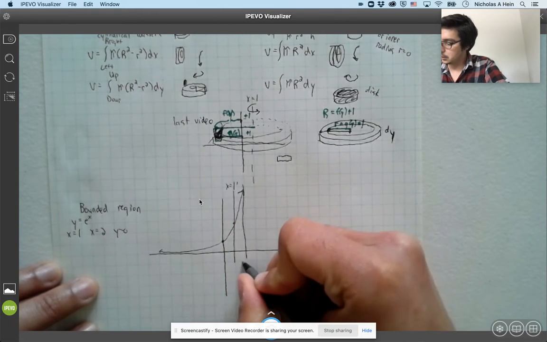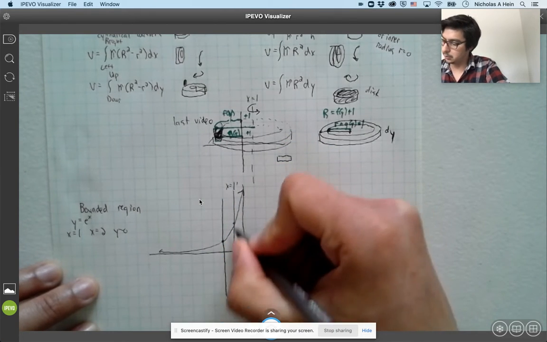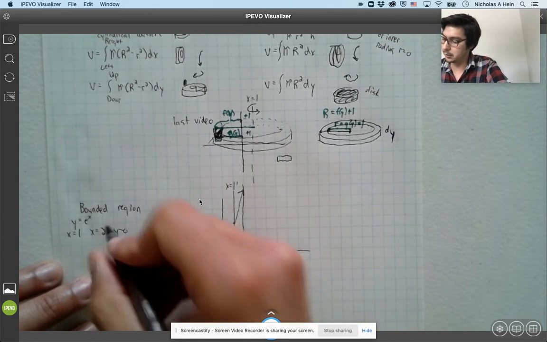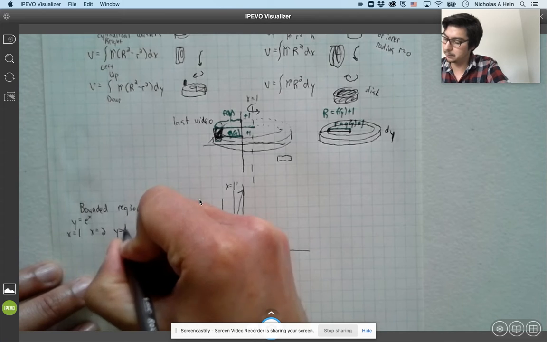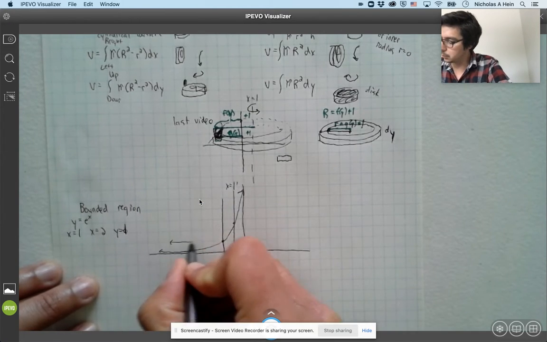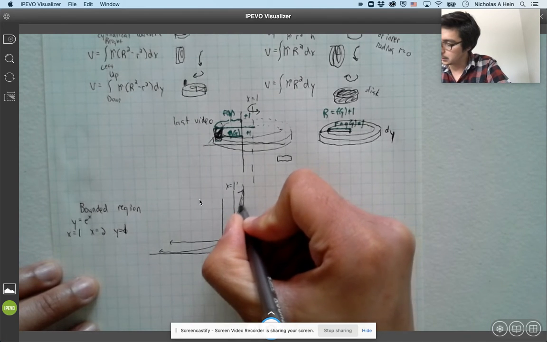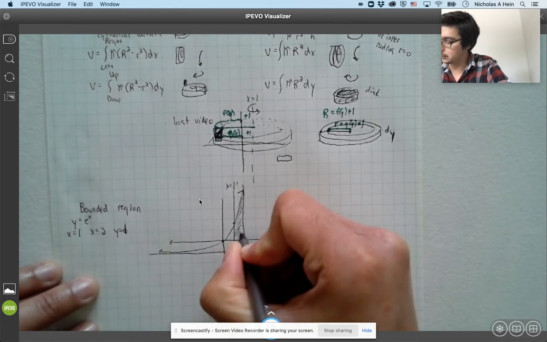Here's x equals 2. So these two regions, and then rather than y equals 0, let's do y equals 1. So y equals 1 would be here. So the region we're looking at is this region right here, if I draw that lightly.